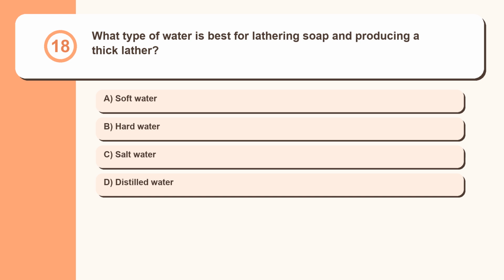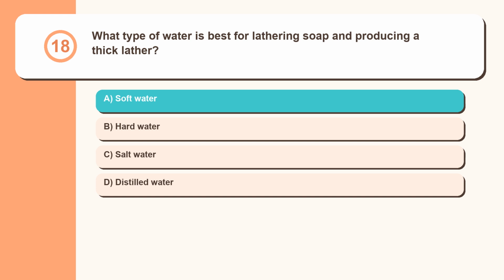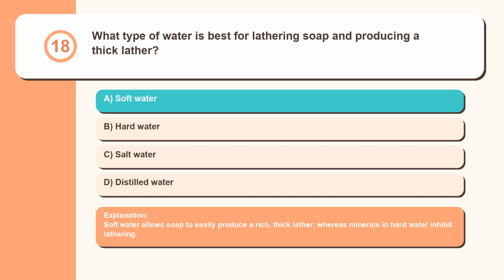Question 18. What type of water is best for lathering soap and producing a thick lather? Soft water, hard water, salt water, distilled water. Soft water allows soap to easily produce a rich, thick lather, whereas minerals in hard water inhibit lathering.